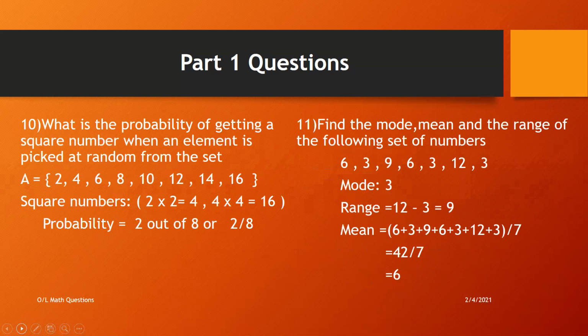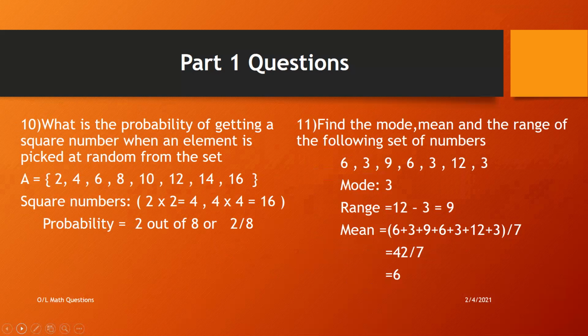10th question, what is the probability of getting a square number when an element is picked at random from the set? Now, according to this set A, I have 8 elements. Then I have to identify what are my square numbers. Now, according to these numbers, we know 2 times 2, it's 4, it's a square number. Then 4 times 4 is 16. That is also a square number. I have 2 square numbers from this list.